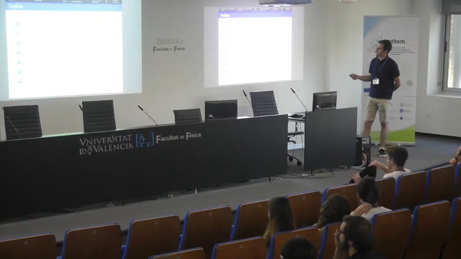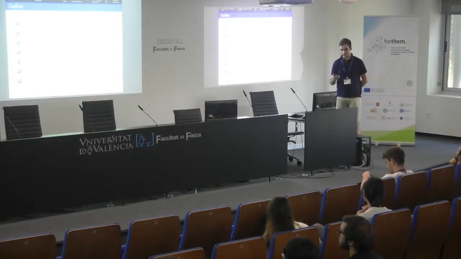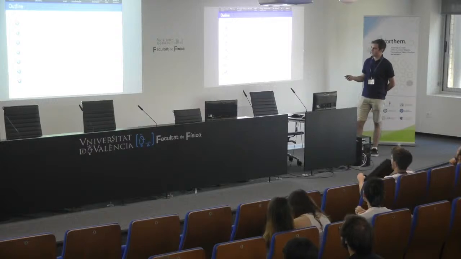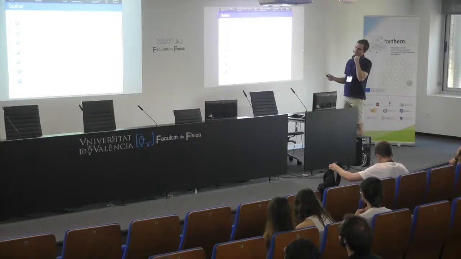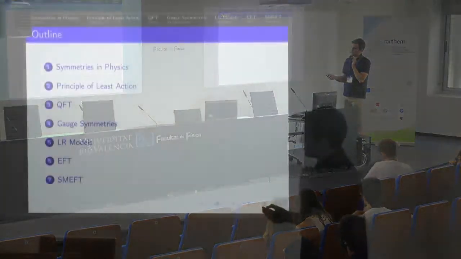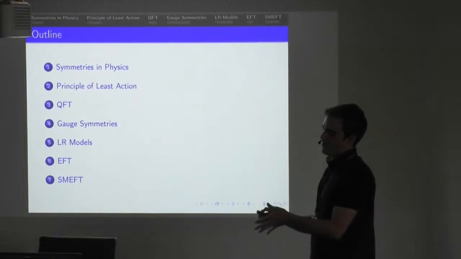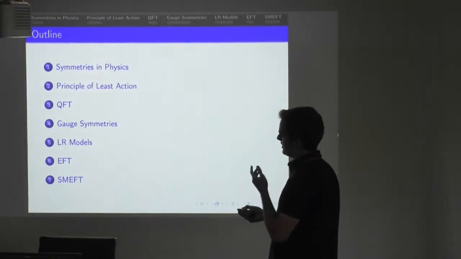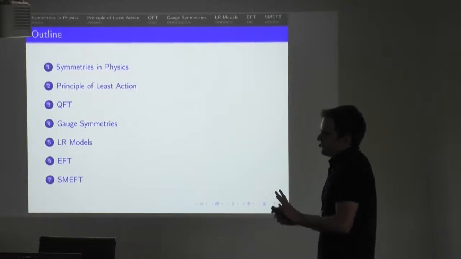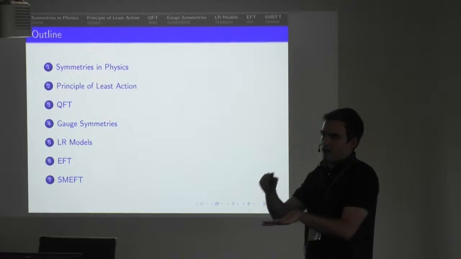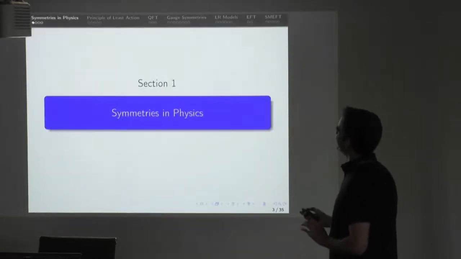I want to talk here about how the theories of modern physics are built. So I need to talk about symmetries in physics, the principle of least action. I will explain some things very briefly about quantum field theory, gauge symmetries, and then I will focus on left-right models, effective field theories, and the standard model effective field theories. Effective field theories are just theories that are valid at low energies. This is very easy, I guess.